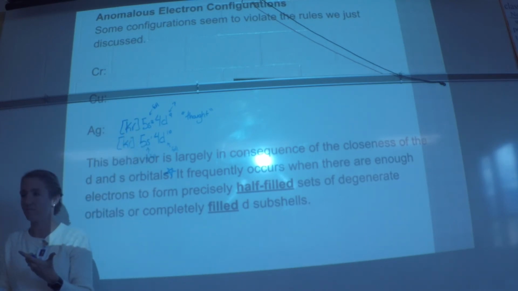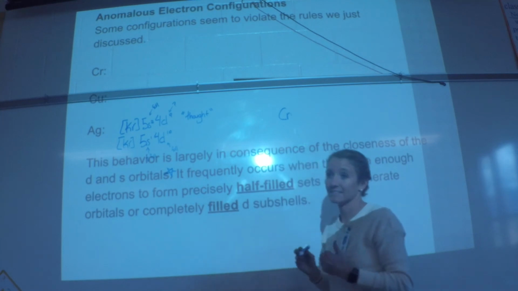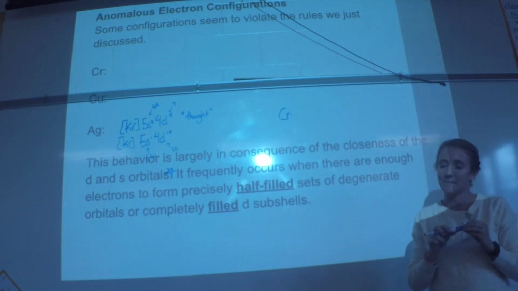How does it know to do that? If you were looking at the valence electrons, it would just say, hey, I'm full, but then I'm supposed to move one inside. It's seen half. Yep, it would only have one in there.